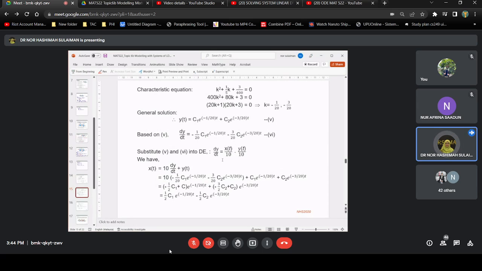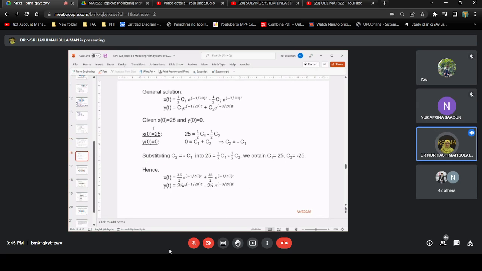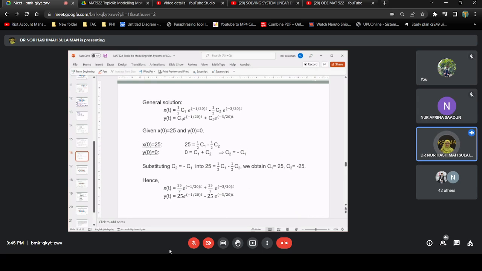Alright, so dia akan jadi inilah, didarabkan dengan 10 dy/dt ni, okay, tambahkan dengan y(t). So y(t) dah tahu, and then you find the derivative of y with respect to t, and then you plug into the equation, and then you come up with the function representing the x. So y dah dapat, x dah dapat. So selesai. Selesai ke? Tak selesai lagi sebab ada initial condition.